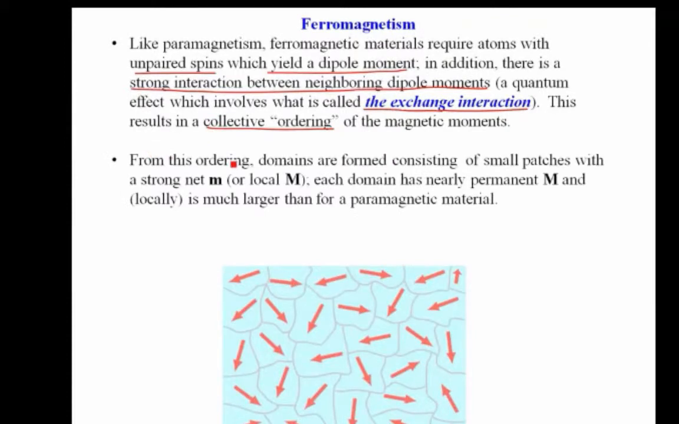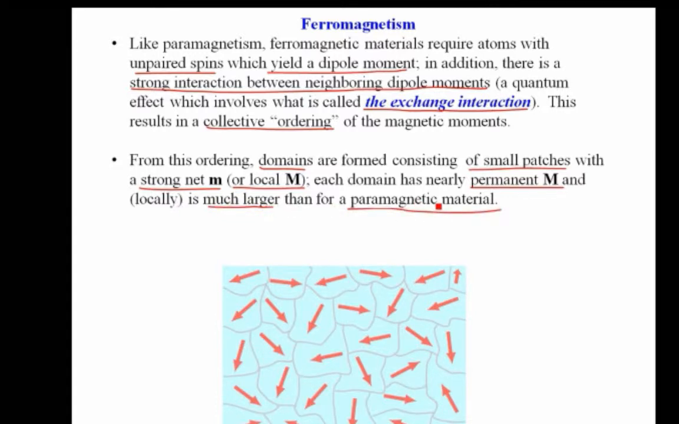From this ordering, you end up getting domains, and these are regions of the material, three-dimensional regions, that consist of small patches that have a net strong magnetic moment. So therefore, the local capital M, which is the density of these dipoles, exists, and each domain has nearly permanent capital M, and is locally much, much larger than for a paramagnetic material. Remember, we said paramagnetic materials do not interact. So in ferro, we have lots of interactions to give us these domains.